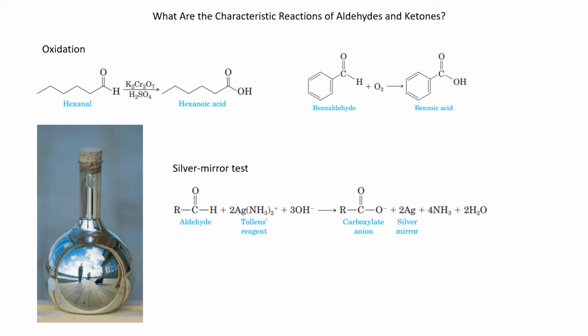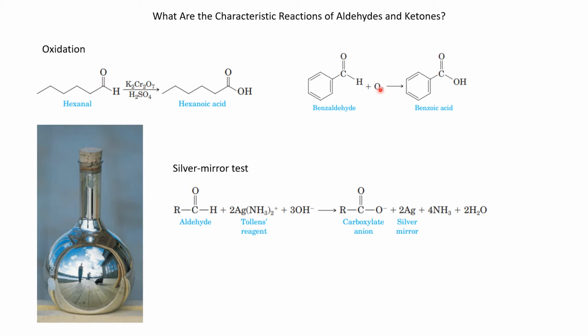What are the characteristic reactions of aldehydes and ketones? Aldehydes are oxidized to carboxylic acids by a variety of oxidizing agents, including potassium dichromate. Hexanal oxidation forms hexanoic acid. Aldehydes are also oxidized to carboxylic acids by the oxygen in the air. In fact, aldehydes that are liquid at room temperature are so sensitive to oxidation that they must be protected from contact with air during storage.